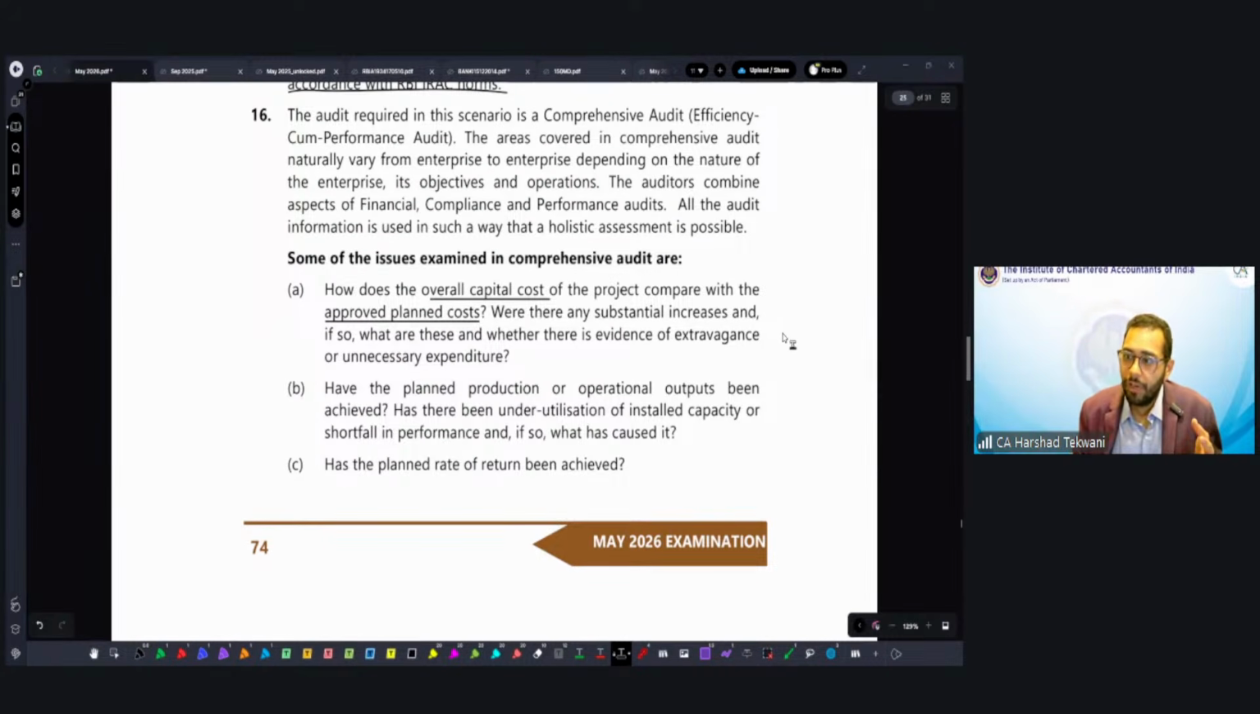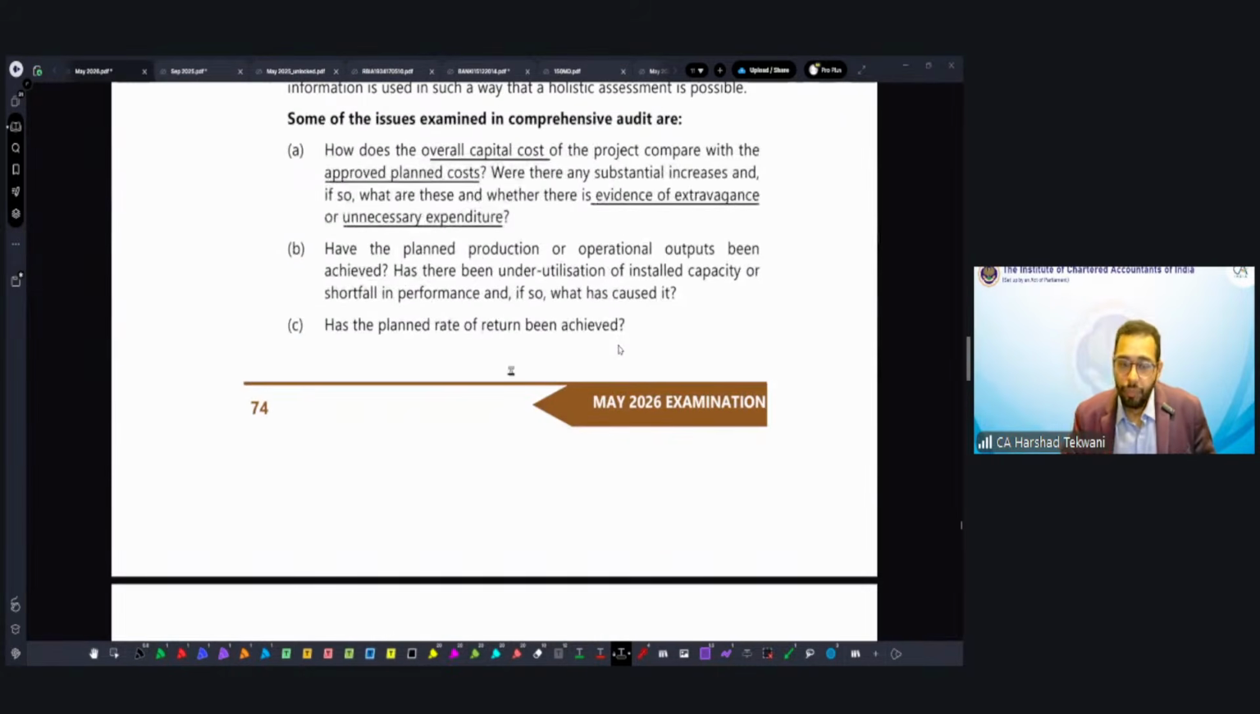So yeah, we were talking about these questions that will be asked, like how does the overall cost of capital of the project compare with the approved plan cost? Is it approved? If you say there is an excess cost, then do you have any evidence of unnecessary expenditure? What is the planned production or operational output? Okay, whether that has been achieved. If there is a shortfall, then what has caused it? Then what is the planned rate of return, whether it has been achieved, entire project related.